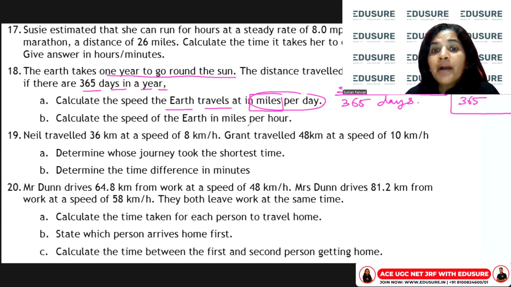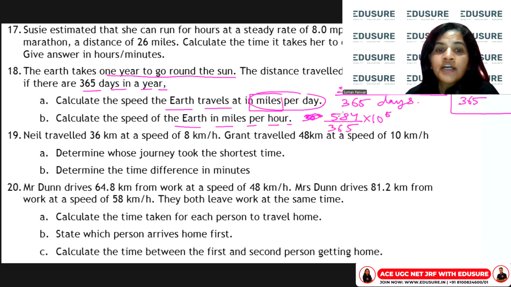Calculate the speed of the Earth in miles per hour. Okay. So I know the speed in miles per day. So the speed in miles per day is 544 divided by 365 into 10 raised to the power 6. And I want to convert this into miles per hour. So the number of days, 365, should be converted into hours. Now 1 day has 24 hours. So 365 days will have 24 hours.